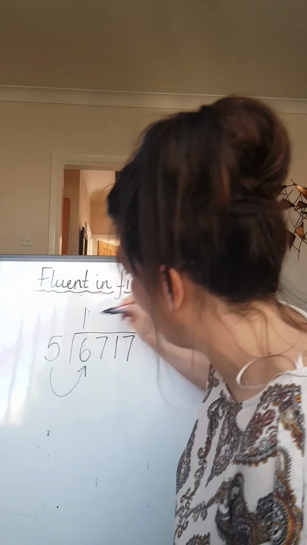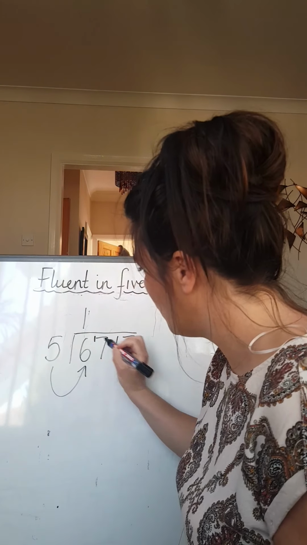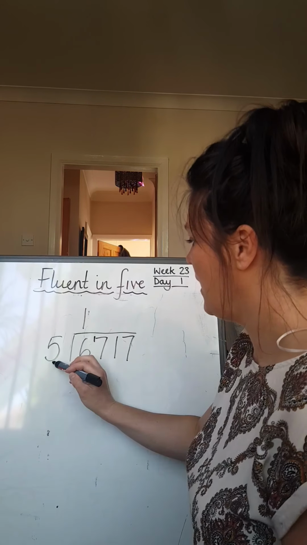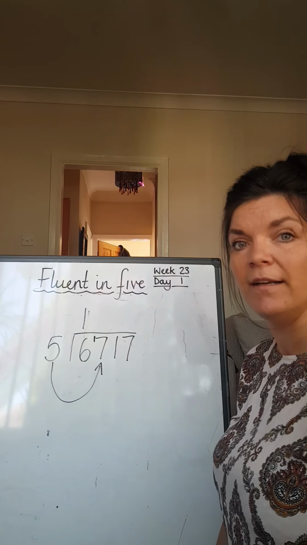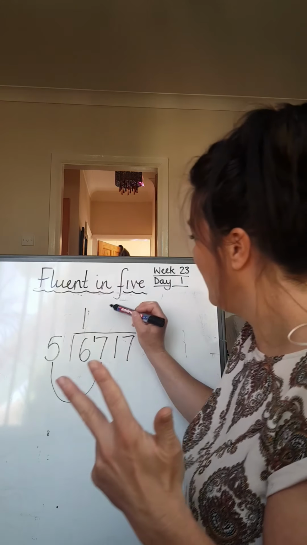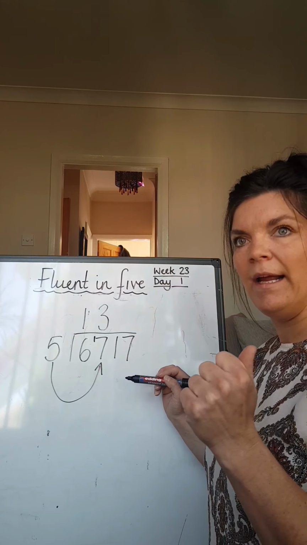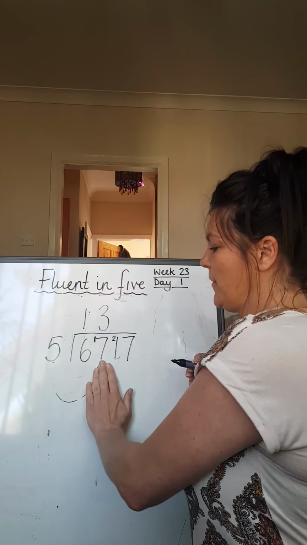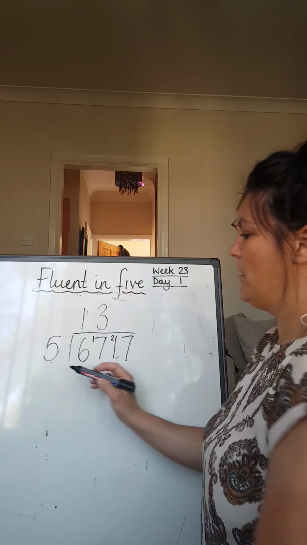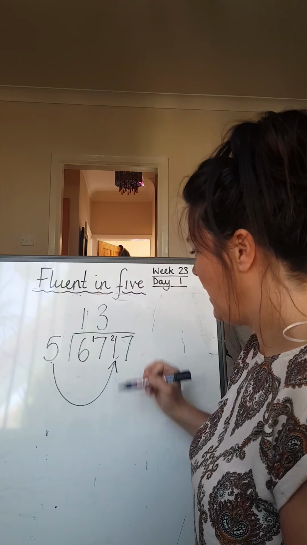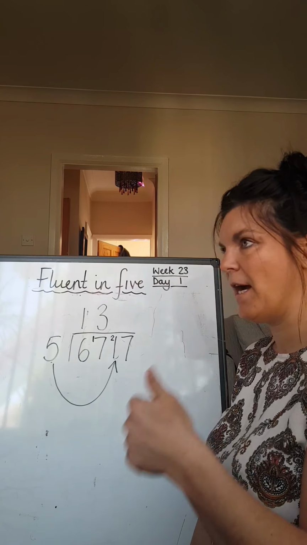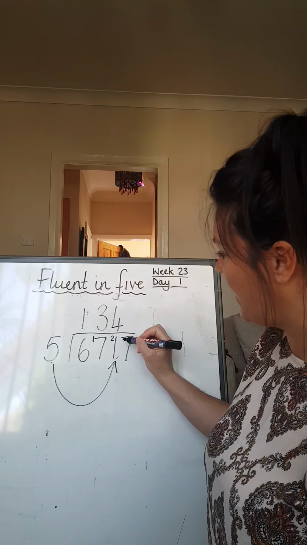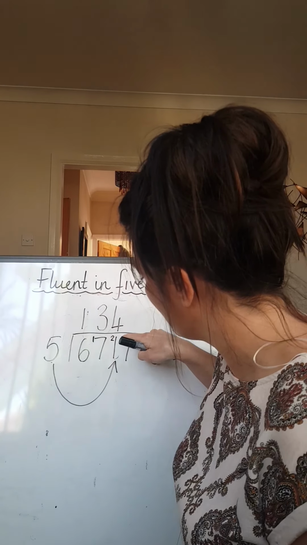So 1 group of 5 goes on top of the bus stop and the remainder goes on the next number to make a new number. So it's made the number 17. Next bit of maths, how many 5s can I fit into 17? 5, 10, 15. I can fit 3 and there is a remainder of 2. So the 2 goes on the next number to make a brand new number, 21 in this case. How many 5s can I fit into 21? 5, 10, 15, 20. Good at counting in 5s, so that's pretty easy. I can fit 4. And then I had 21, I got to 20, so there's a remainder of 1.